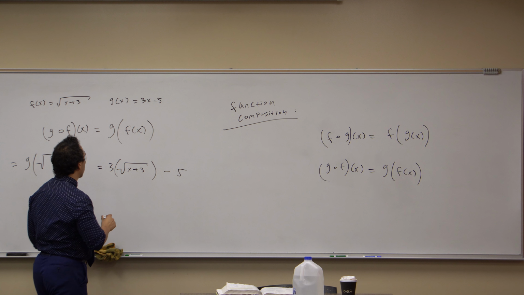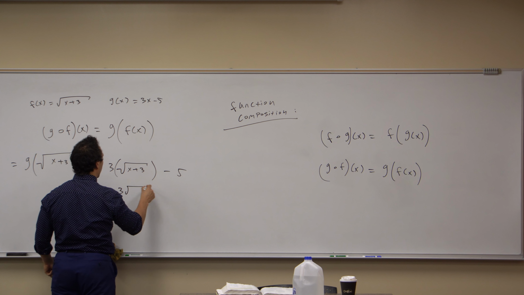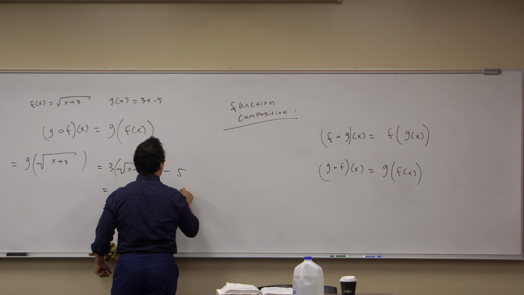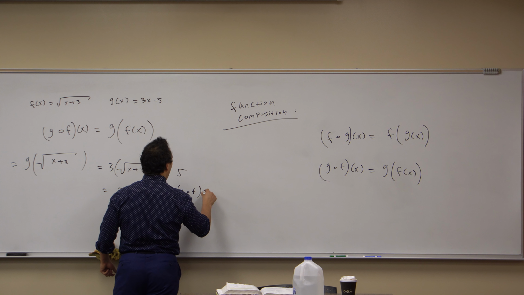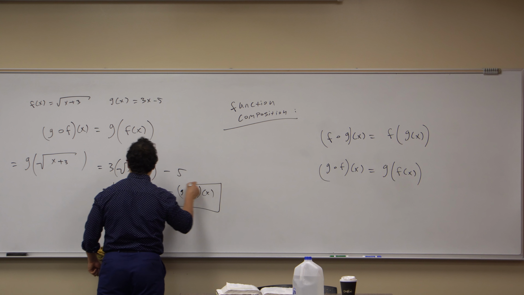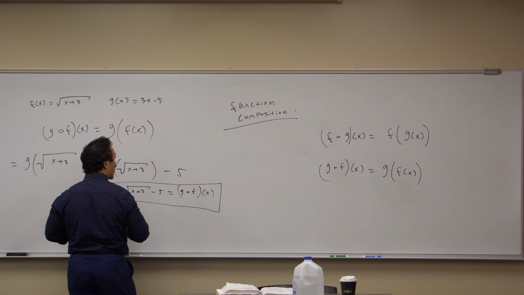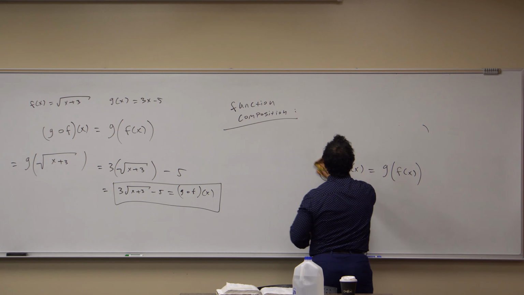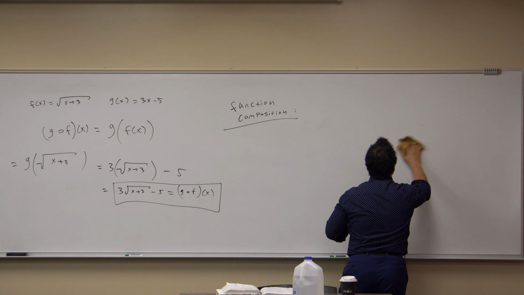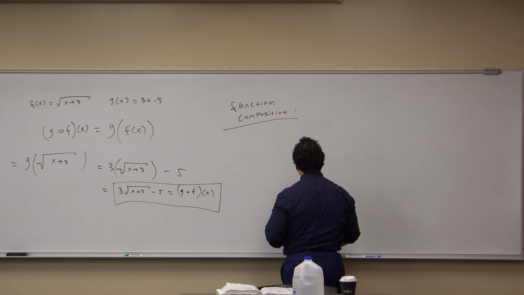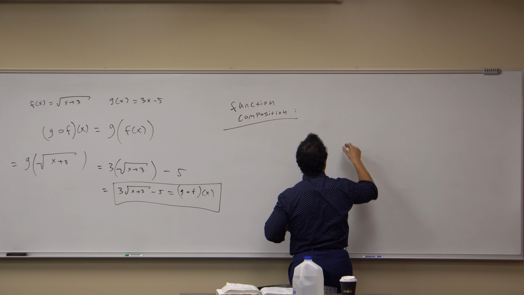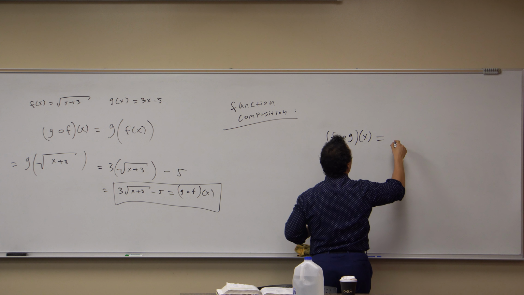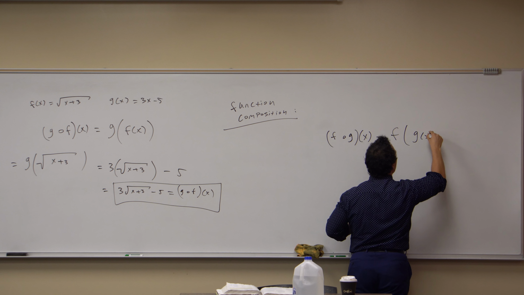Okay? Next, I notice that this is just 3 square root of x plus 3 minus 5, and this is really what g composed with f of x is. It's this right here. Now, let's switch the roles. Let's now make, instead of having f be the stuffing and g be the turkey, let's have g be the stuffing and f be the turkey. Okay? If g is the stuffing, it comes first. Okay, so then I got f of g of x, all right?